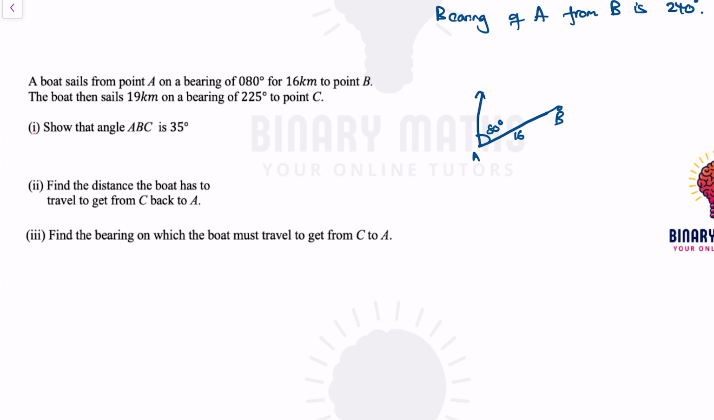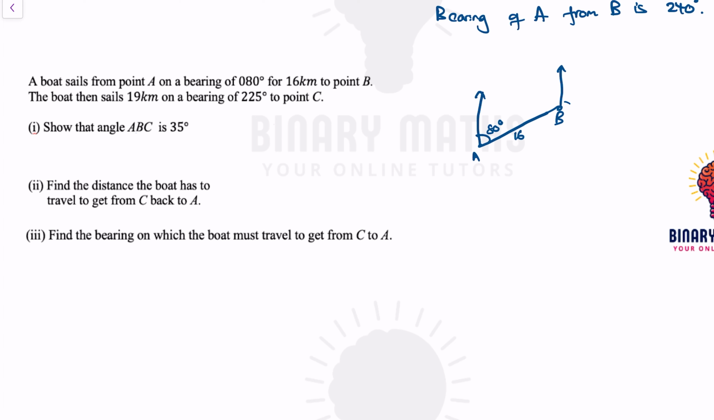The boat then sails 19 kilometers on a bearing of 225 to point C. So again, draw a north line at B. 225 is somewhere here, so somewhere there, which is, whoops, maybe I have made that too long.